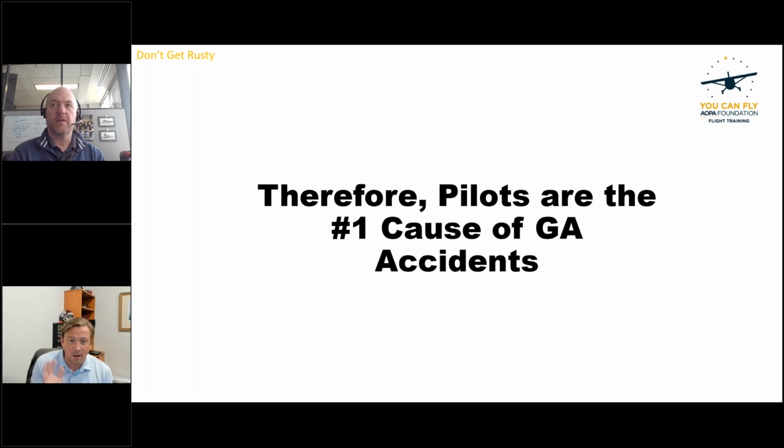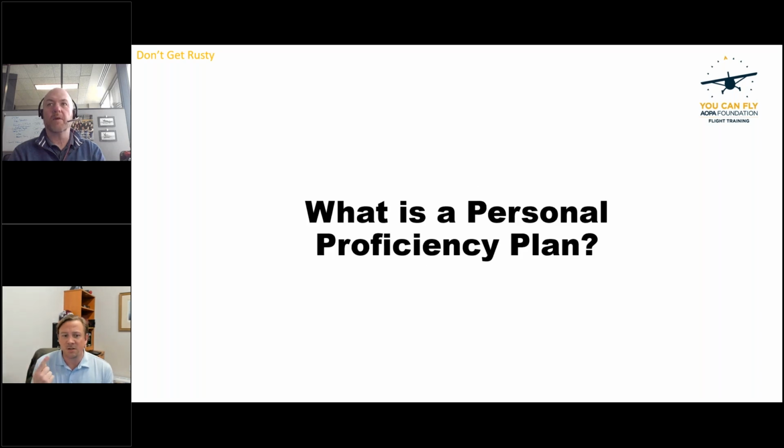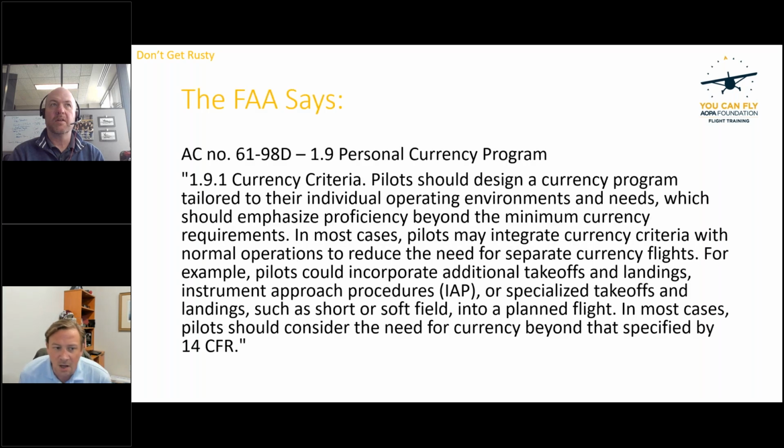So I just real quick, I'm going to go super fast here. What is the personal proficiency plan? The FAA actually defines it for us in AC 61-98D in the very front. They define it as a criteria, and they suggest that pilots develop their own currency program. They don't really give a whole lot of additional support on that, but it's there. It's not regulatory, but they certainly suggest it, and they say you should do it beyond whatever is required by currency.